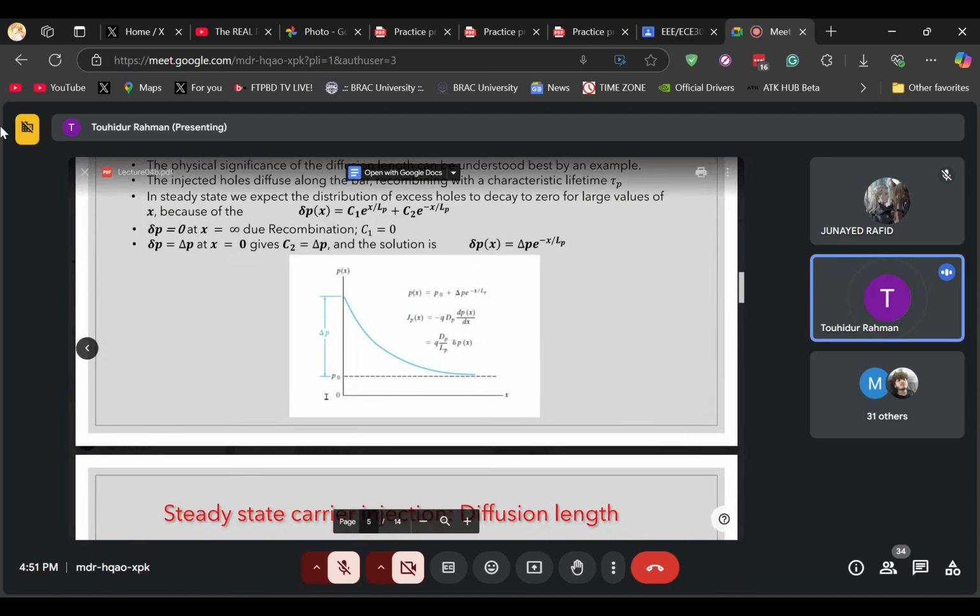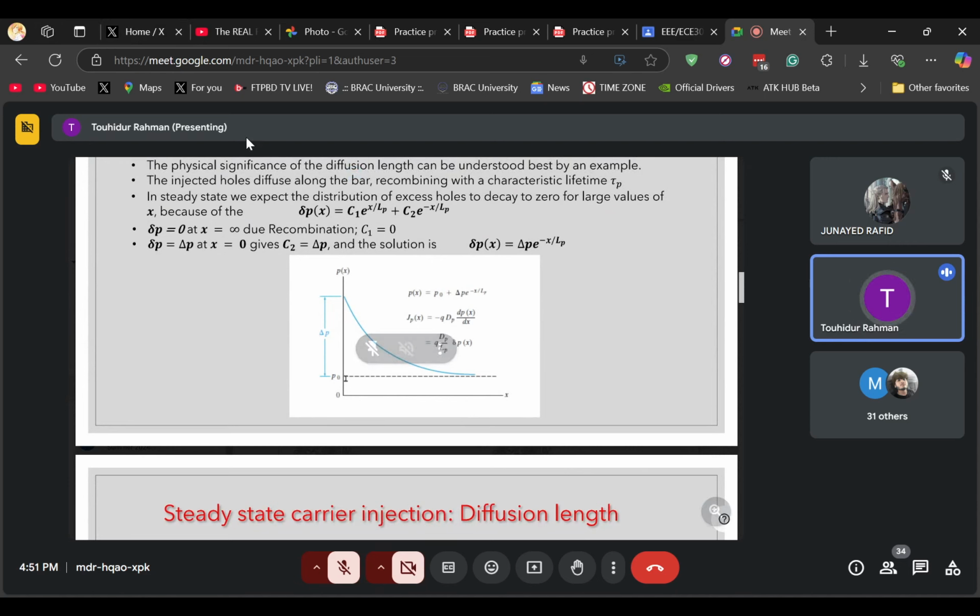So here you go. If I go back to this plot, you can see P0 is always constant, but the excess carrier is not always constant. It changes over x, and previously we also derived that it is also a function of time. So excess carrier is always a function of time and distance. But if you consider steady state, it is only a function of x.